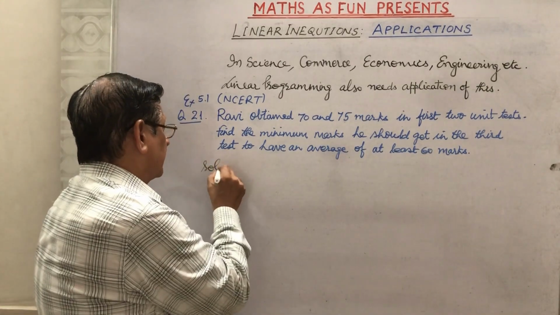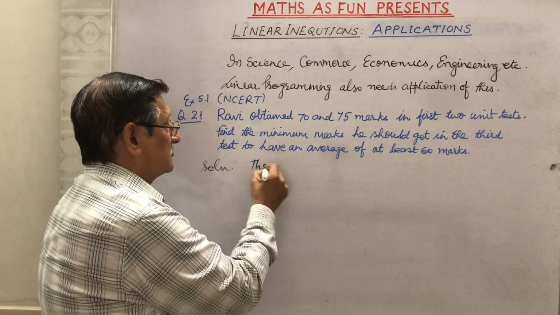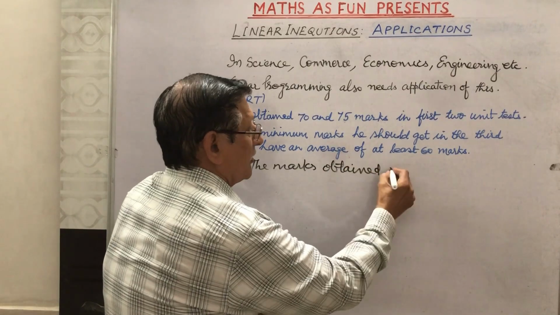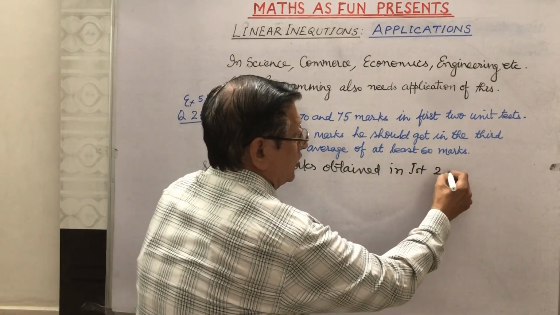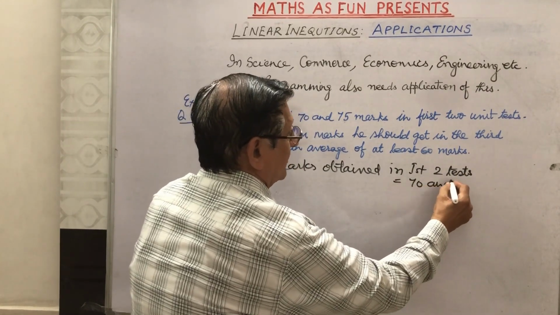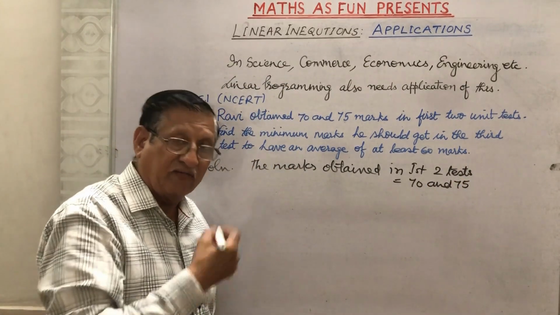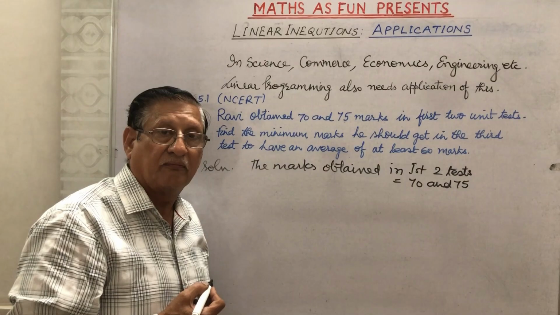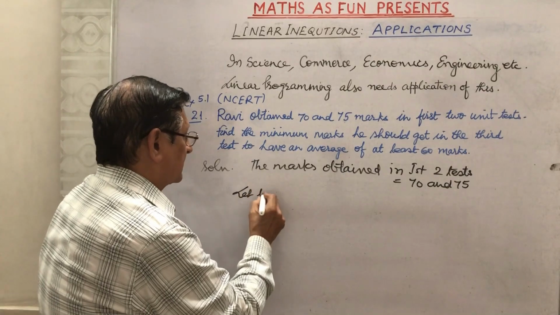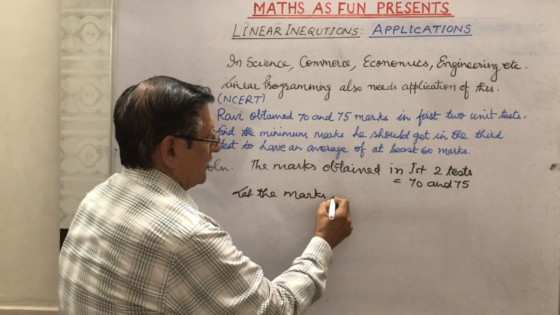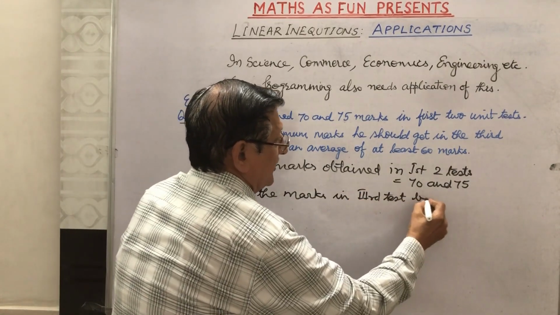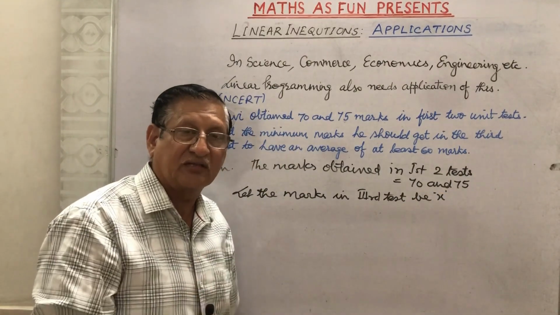So for the solution we write the marks obtained in the first two tests are 70 and 75. We have to find the minimum marks he should score in the third test, so we consider it to be x. Let the marks in the third test be x. Then we know what average is.